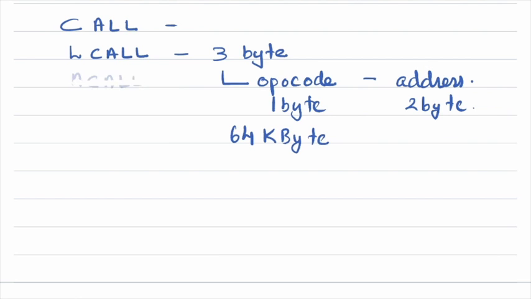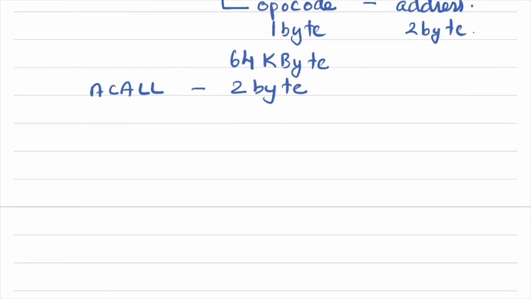And when it comes to absolute call, that is ACALL, it is a 2-byte instruction. When we are using this ACALL instruction, make sure that the subroutine is residing within a page, that is, within a 2 kilobyte memory space. That's a page. So that's about the absolute call.